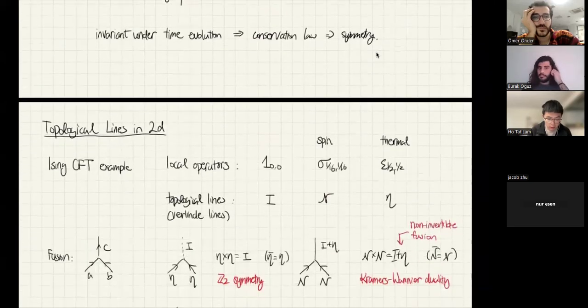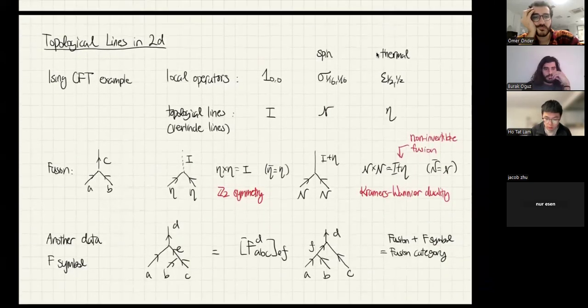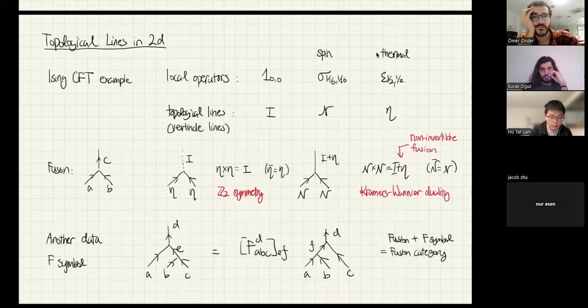Okay, so a canonical example of topological defects is that we can consider topological lines in 2 dimensions. So there are some line objects in 2 dimensions. And the classic example is Ising CFTs, which is something we will also come back to later when we discuss chiral algebras. So in Ising CFTs, usually we think about local operators. So there are 3 sets of local primaries.